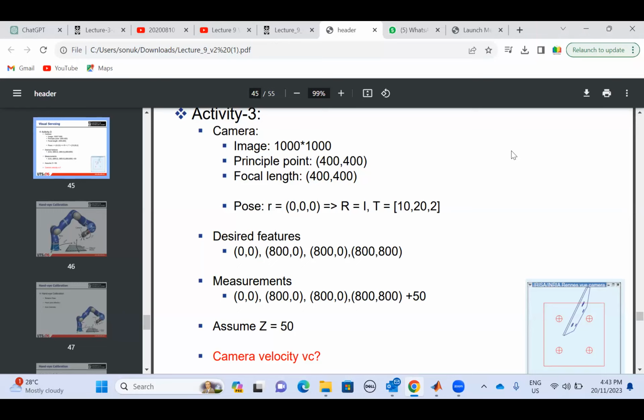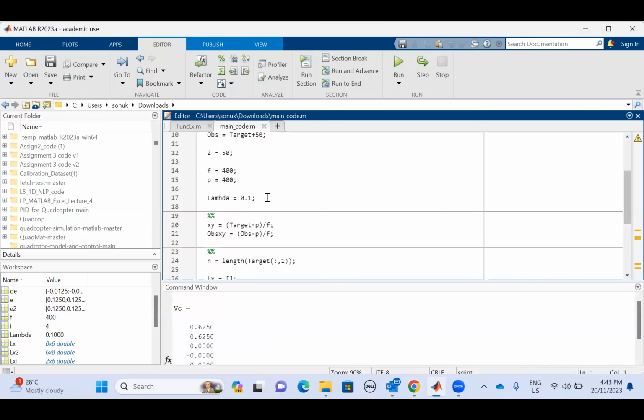Okay. The other question is, here we have given the rotation matrix and the translational matrix. Where do we use these in our code? They haven't been used here. That's a very good question. I put it there, but you don't have to use it.